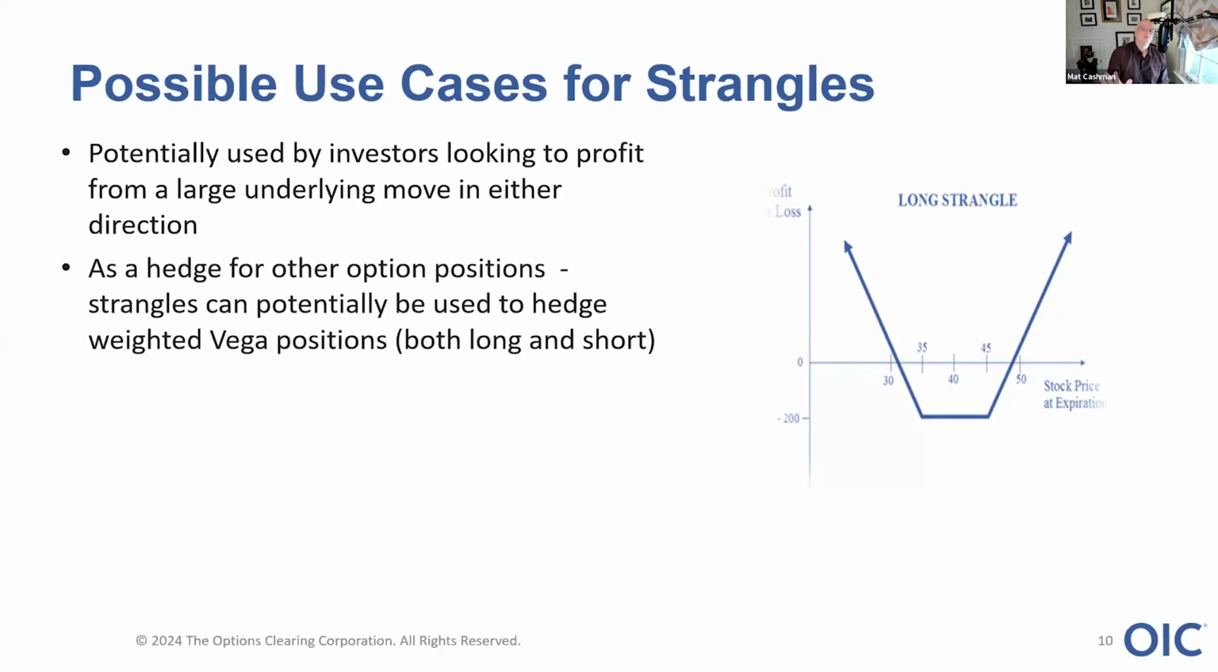One other use case that people use these for is as a hedge for other option positions. Strangles can be used to hedge weighted Vega positions, both long and short. So in situations, I told you I would give you a couple of stories about how I have used these in my previous incarnation as a pit trader.